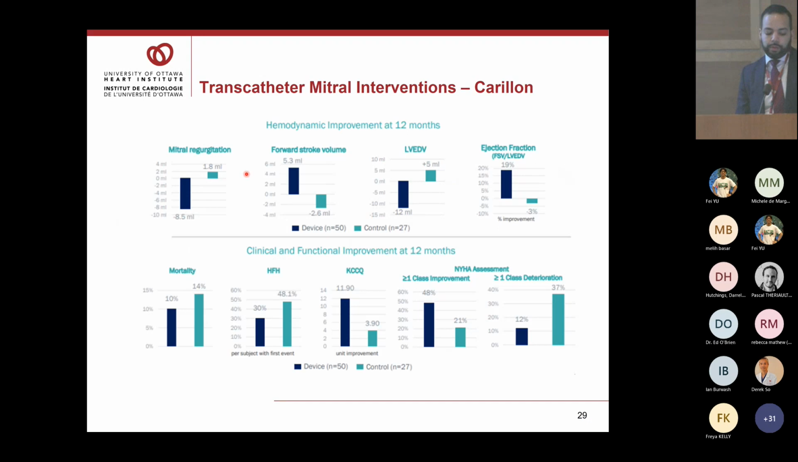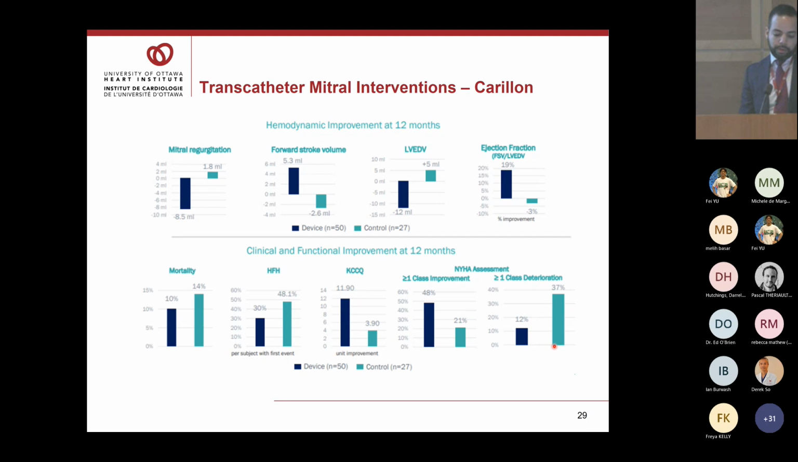This has only been studied in 50 patients so far, and they've shown some reduction in mitral regurgitation as well as other echo parameters, without really significant reductions in clinical and functional outcomes. So no difference in mortality, no difference in heart failure hospitalization yet. There was some improvement in KCCQ score and some improvement in NYHA class symptoms. Again, this is being studied in a larger randomized trial now.